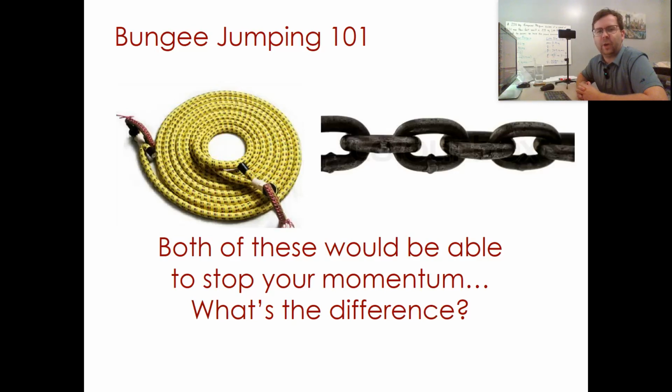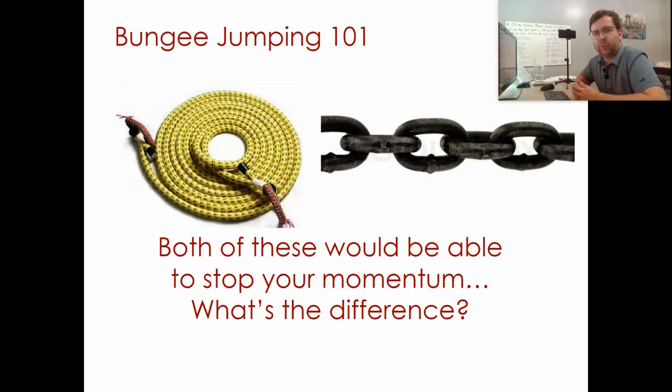Hi, this video is about the idea of impulse in physics. Let's start off with a question. If you're going to go bungee jumping, which of these bungee cords would you prefer to use? Would you like to have a nice elastic stretchy cord, or would you be okay with a metal chain?